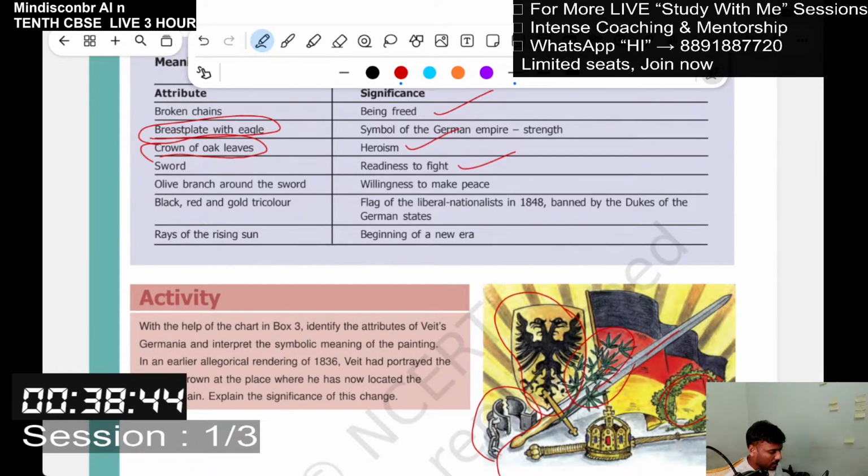Black, red, and gold tricolor. This was the flag of the liberal nationalists in 1848, banned by the dukes of the German states. The rays of the rising sun signify the beginning of a new era.